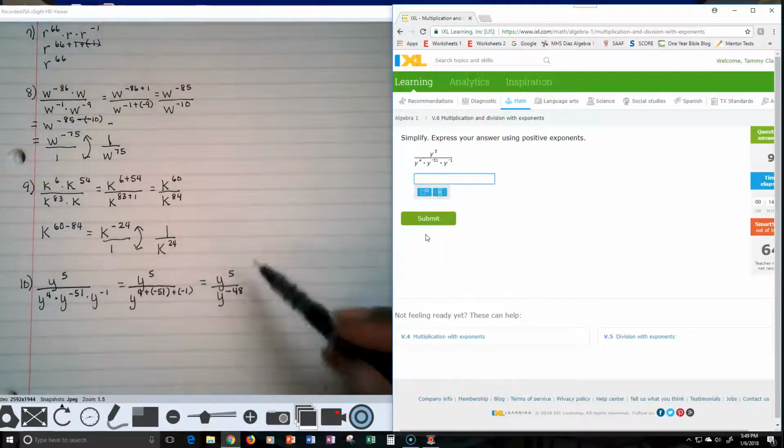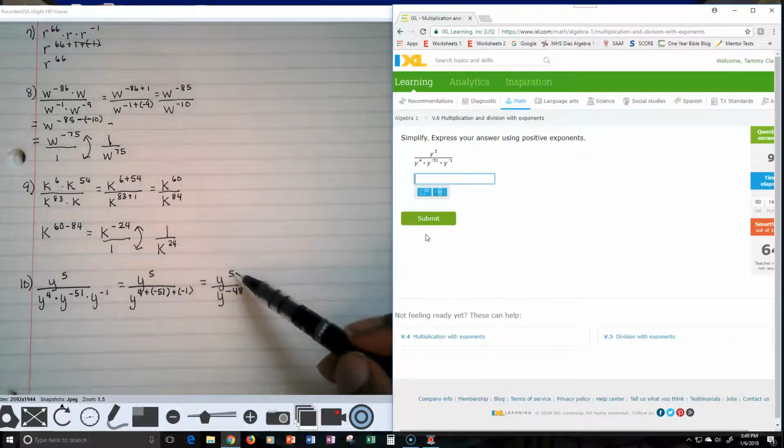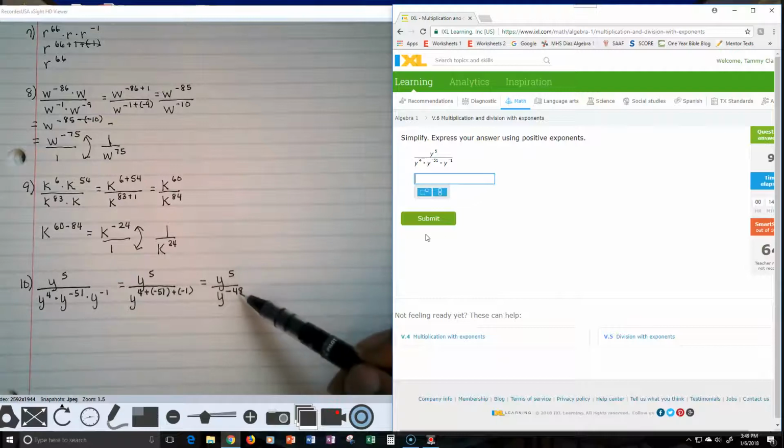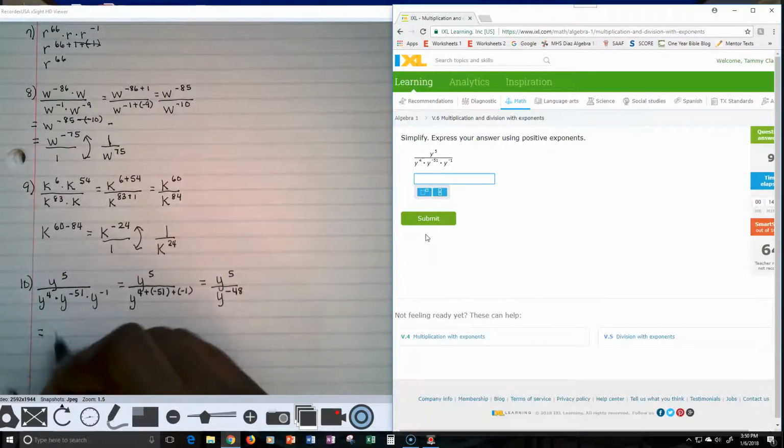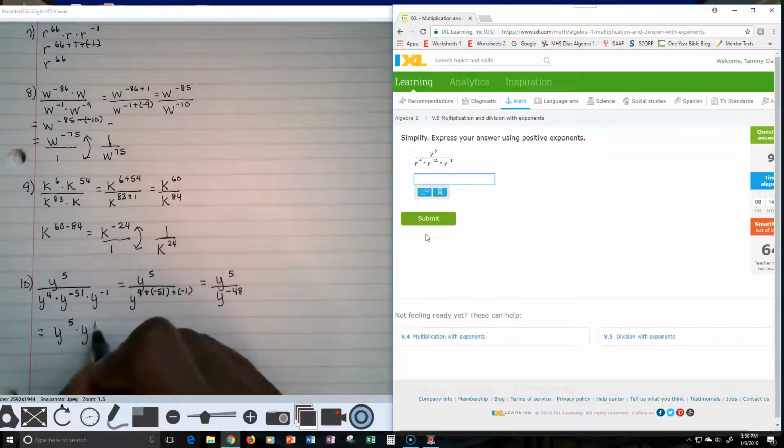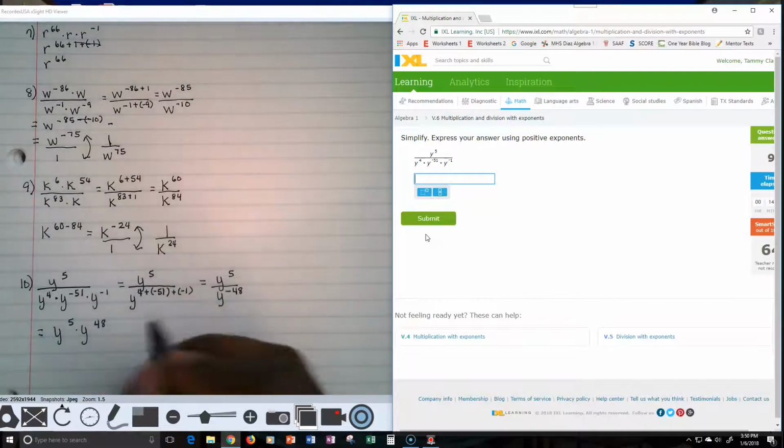So now we have a situation where we have a positive exponent in the top and a negative exponent in the bottom, or the denominator. Here, you're not going to flip this over, because if you did, then the 5 would become negative, although the 48 would become positive. You leave the positive where it is. So your answer then would be y to the 5th power multiplied by y to the 48th power.